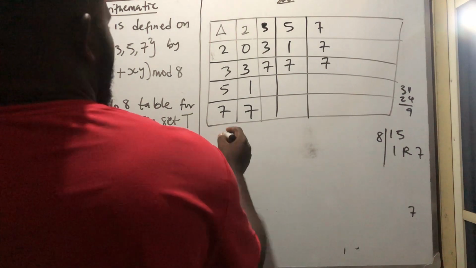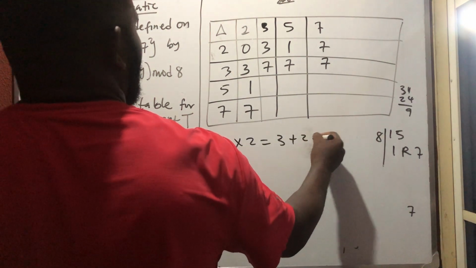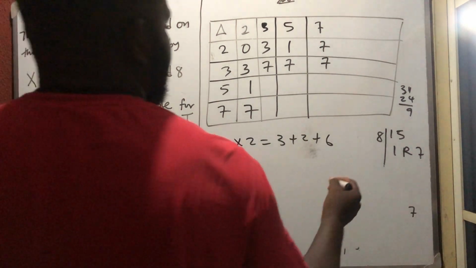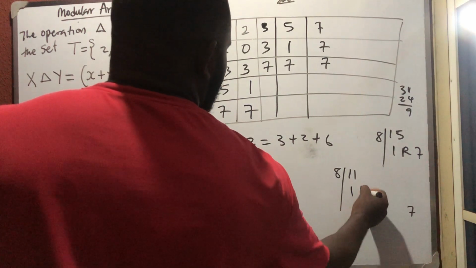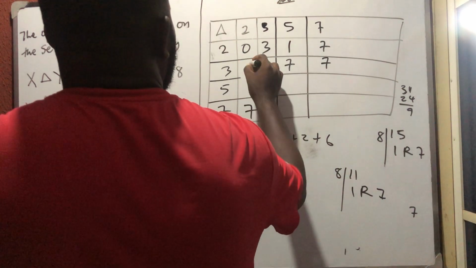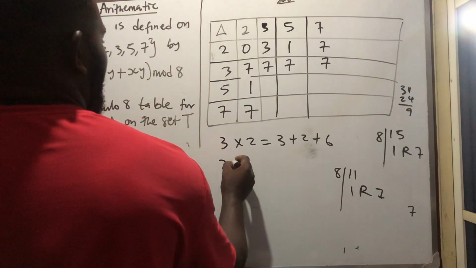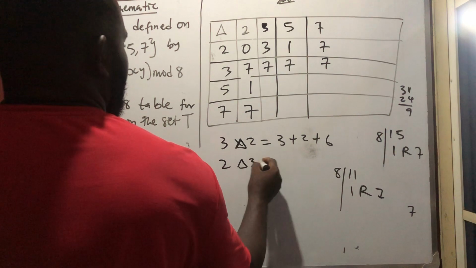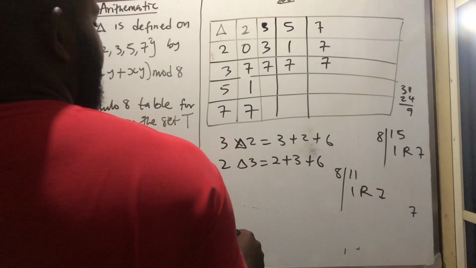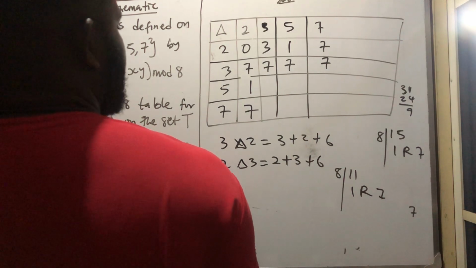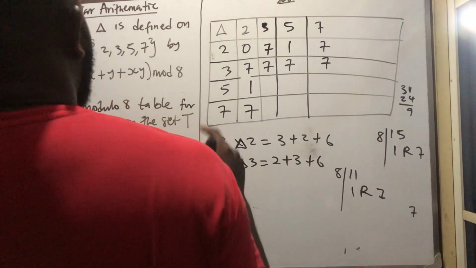3 operating on 2, which is 3 plus 2 plus 6, which will give you 9, 11. So 11, 8 into 11 will give you 1 remainder 7. Okay, everywhere here is 7. So how did I get that 2 operates on 3 is still 3? 2 operates on 3 is what? 2 plus 3, and 2 times 3 is 6. So what do I have? 9, 11. How do I get 11 is 1 remainder 7. So here is 7. What am I doing?